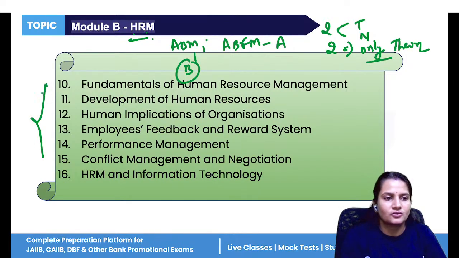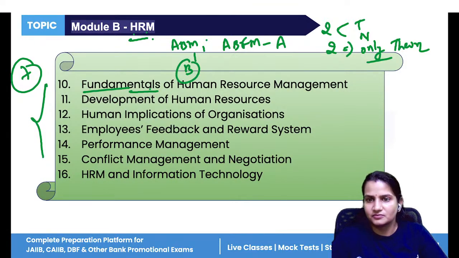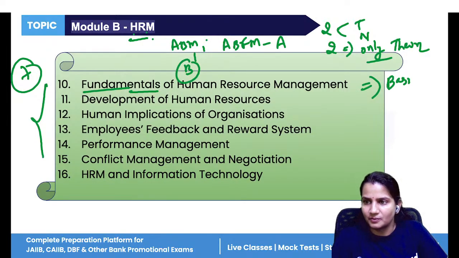In total we have 7 units in module B, starting from unit number 10, again the fundamentals of HRM. The first unit of every module will tell you the basics of that chapter.